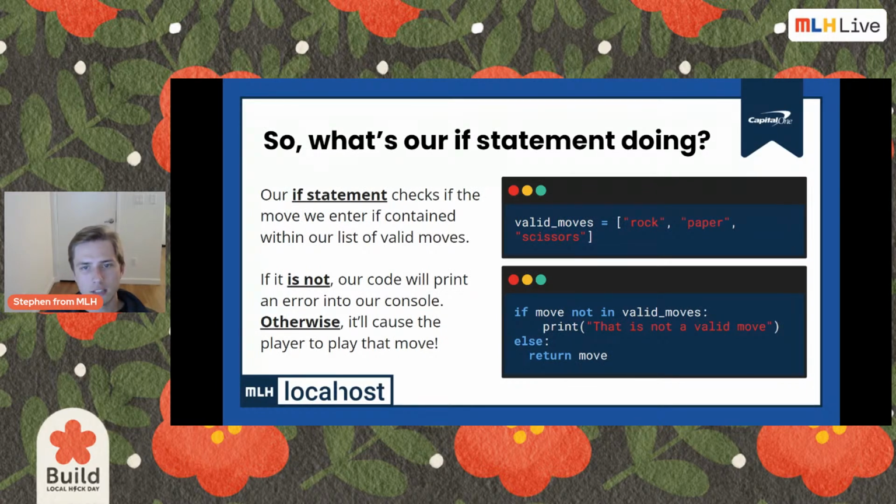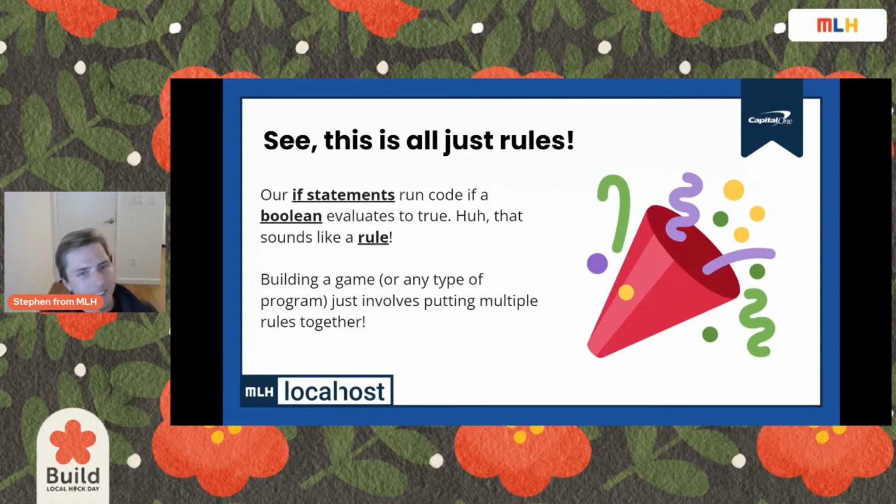So what exactly is our if statement doing? Again, just to reiterate this point, our if statement is checking if the move that was entered by the user when it asked for an input is contained within this valid moves list of different strings. And if it's not, which is the first condition that's checked, it will print out that that's not a valid move to the user. And if it is, in other words, else, then it will return the move that the user gave.